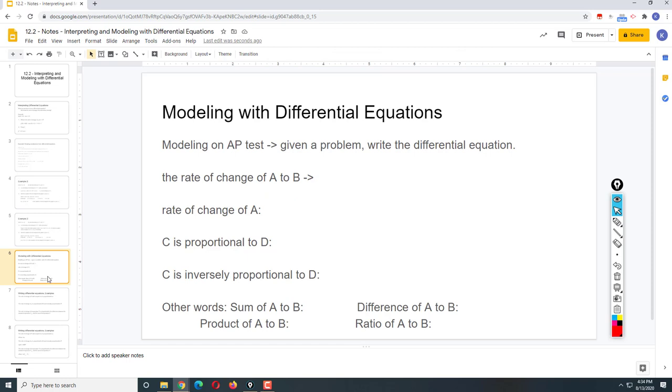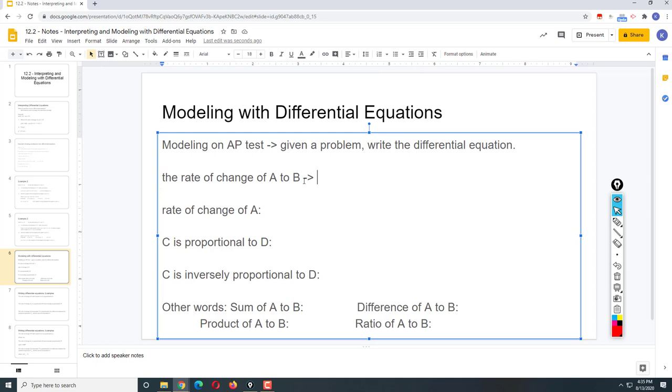Next, modeling. Modeling really means we're given a situation, and we want to describe it with differential equations. We'll see a really interesting case on exponential functions later in this unit. But for now, modeling on the AP test just means you're given a problem, and you write the differential equation.